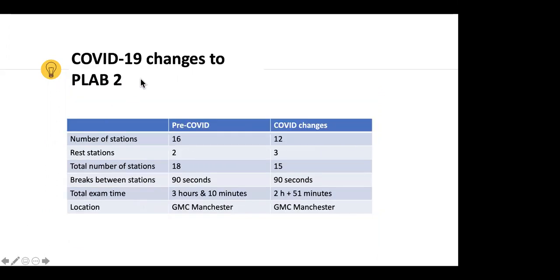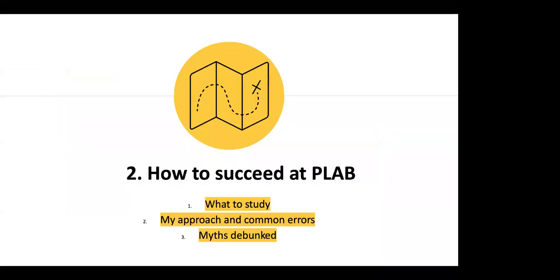So just in terms of changes to PLAB 2 in view of COVID. Pre-COVID, there were 16 stations with 2 rest stations. Currently, they're running 12 stations with 3 rest stations. The stations are still the same length of time, 90 seconds long, and the total examination time has just been slightly reduced. The location is still the same, GMC in Manchester.